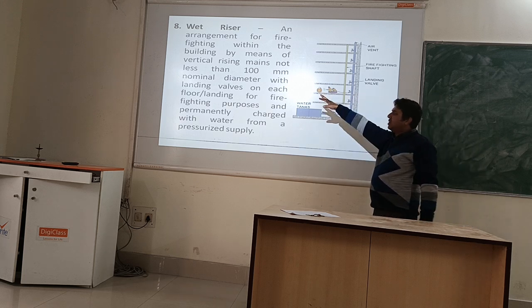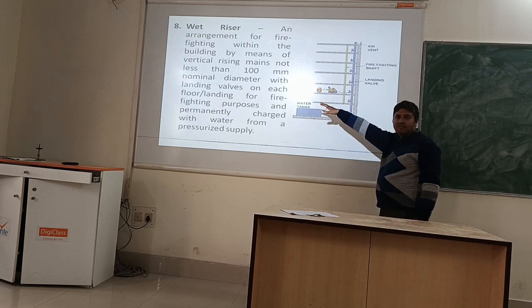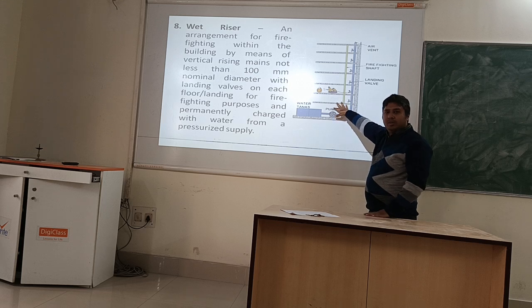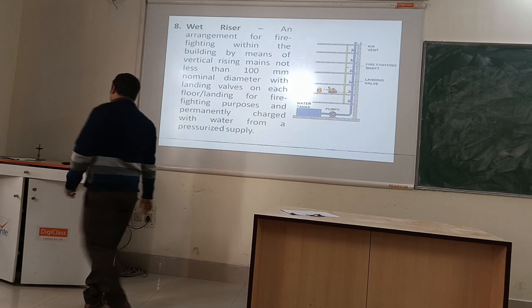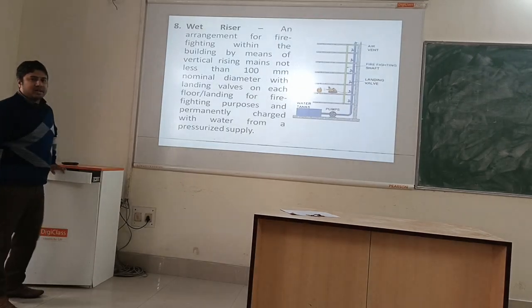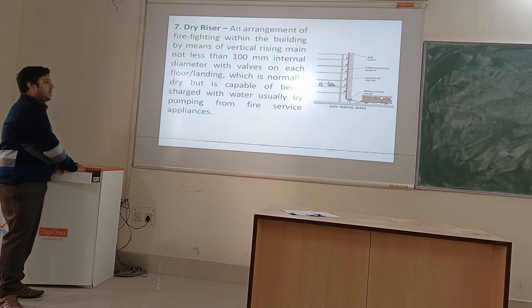The provisions are the same. The diameter of the main riser should not be less than 100 mm, and there will be landing valves on each floor. This is the minimum requirement. Instead of a firefighting truck coming, here the water is permanently charged with a pressurized valve. This is the common difference between the wet riser and the dry riser.